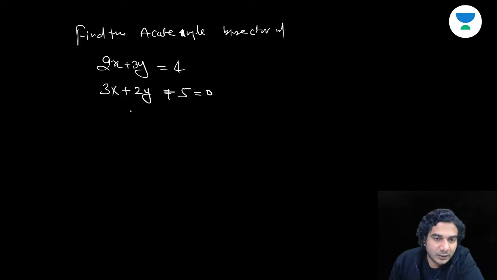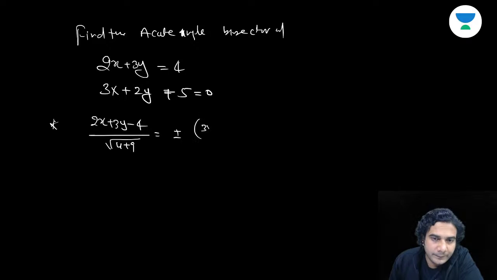So the bisector, okay, I'm writing the bisectors. Meanwhile, you figure out which one is obtuse or acute. So 2x plus 3y minus 4 divided by under root of 4 plus 9 is equal to plus minus of 3x plus 2y plus 5 divided by under root of 9 plus 4. Okay, this will get cancelled.